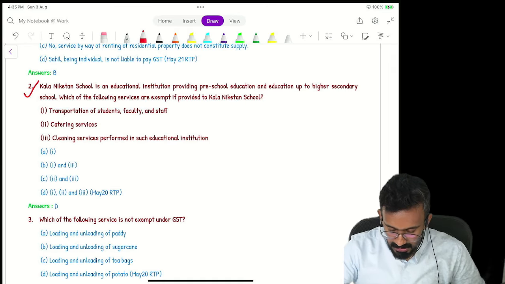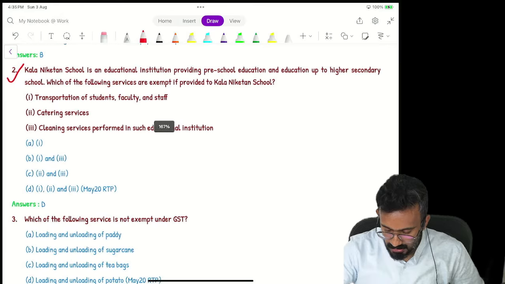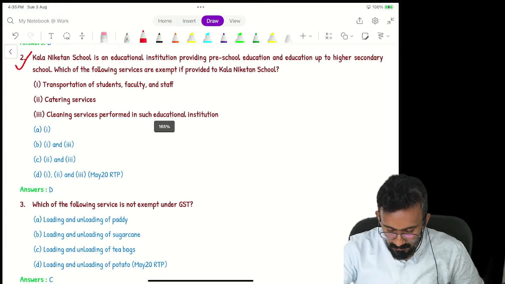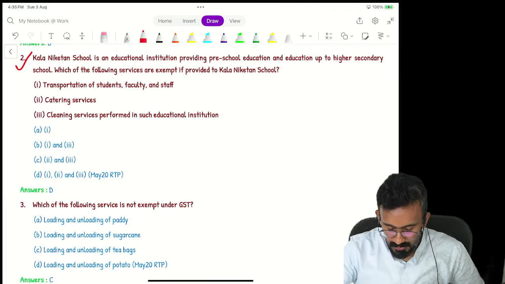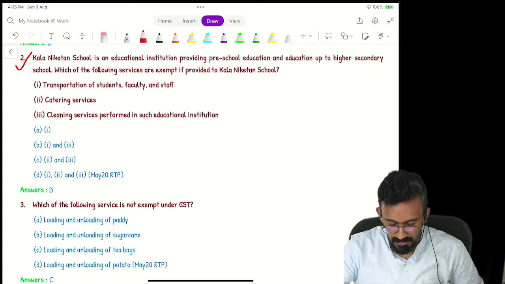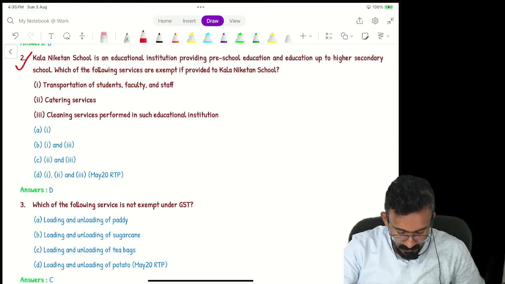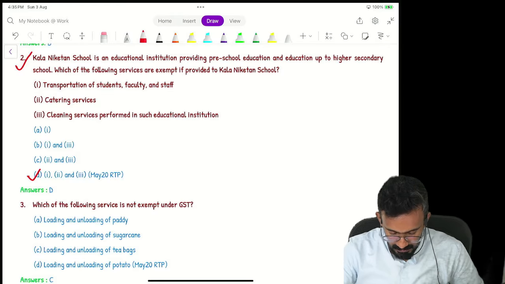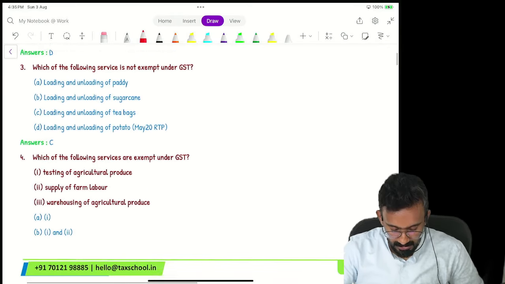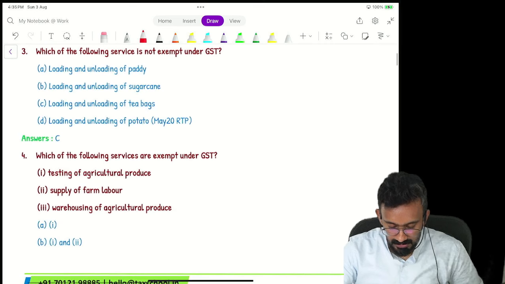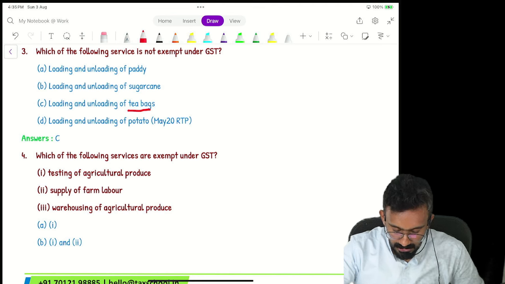Kalanigetan School is an educational institution providing preschool education and education up to higher secondary school. Which of the following services are exempt if provided at Kalanigetan School? Transportation of students, faculty, staff, catering services, cleaning service performed in such educational institution. All of them. First category, 3. Which of the following services is not exempt? Loading, unloading of paddy, sugarcane, tea bags, potato. Which is not an agriculture produce here? Tea bags.